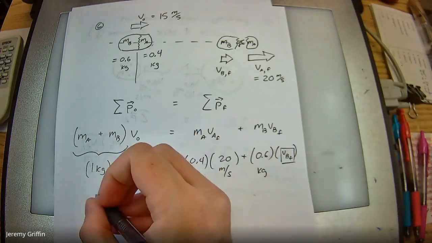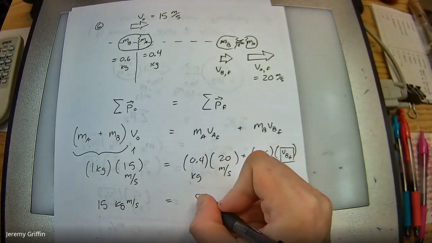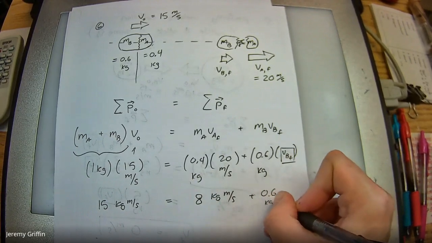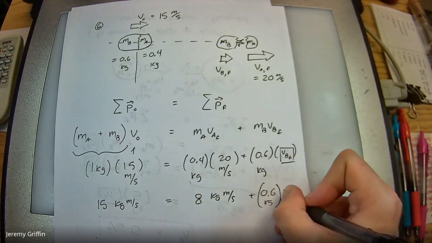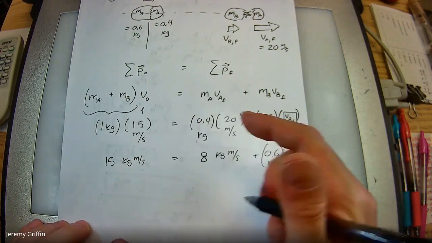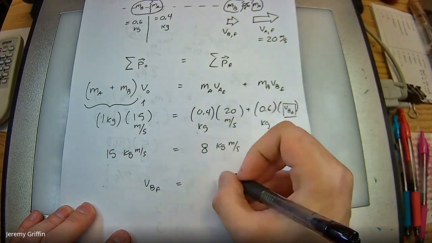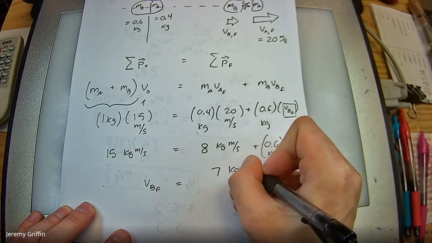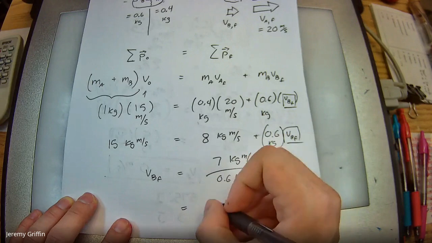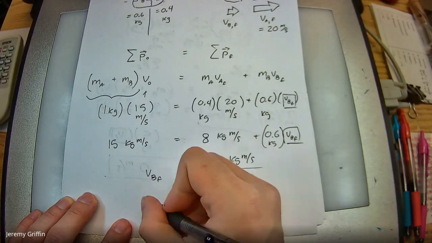Okay. So do this. I've got 15 kilogram meters per second, going to 8 kilogram meters per second, plus 0.6 kilograms VB final, like that. All right, so subtract the 8 over. So VB final is 15 minus 8, that leaves you 7 kilogram meters per second. Divide by 0.6 kilograms. And you should get 11.7 meters per second for VB final.